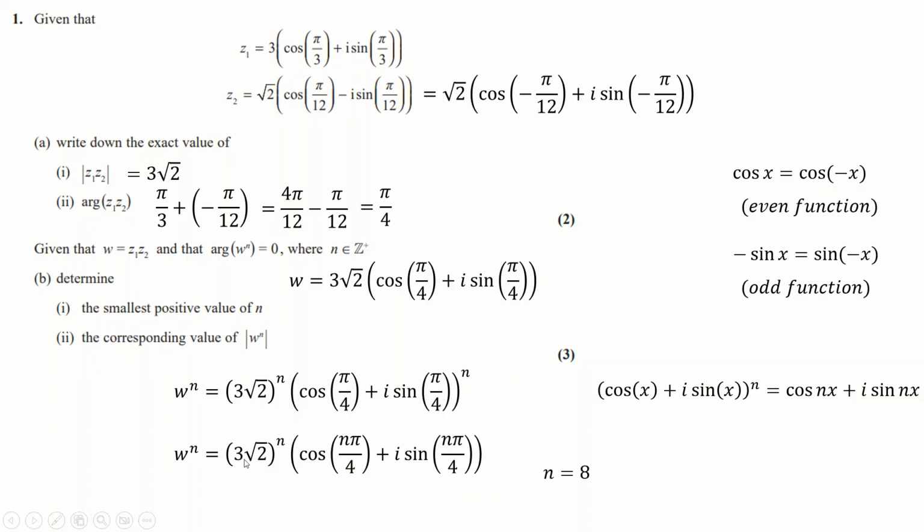Corresponding value of this, well, that's just 3 root 2 to the power 8, which I believe is 3 to the power 8 times root 2 to the power 8. Root 2 to the power 8 is just the same as 2 to the power 4. And we'll get this times this. You can do it in a calculator. Is that answer there? And we'll have this first question done.